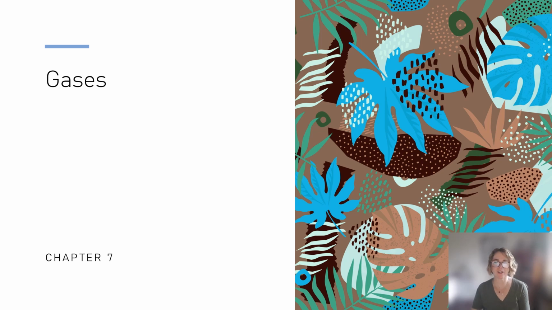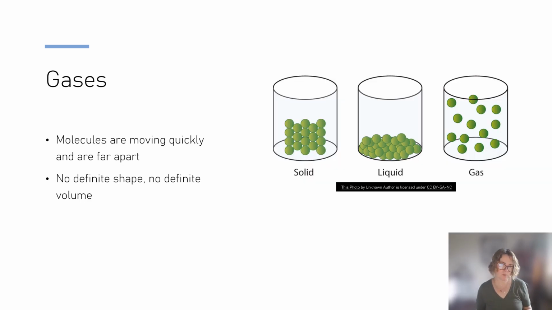Great. So in this video, we are going to be talking about gases and their properties. All right, so the first thing we should talk about is what gases look like on the molecular level. The picture we have of a gas is right here. What we're saying in a gas is that molecules are moving very quickly and they are very far apart.